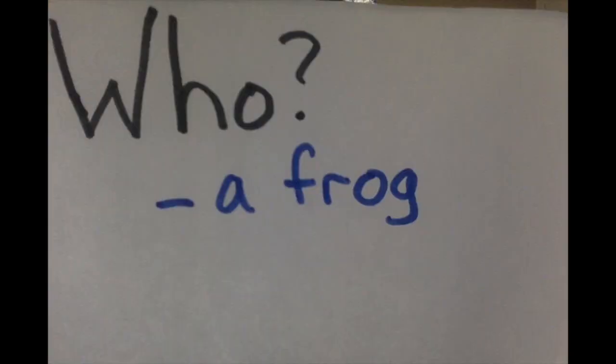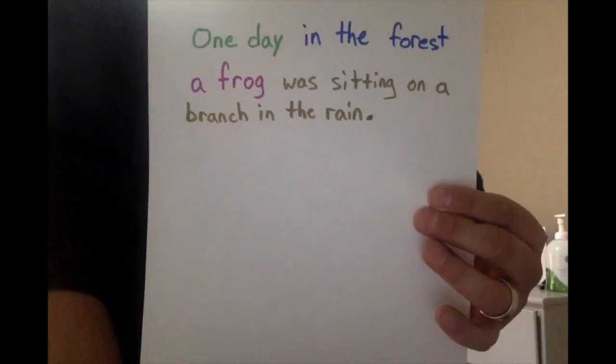I'm going to use what we wrote down in our who section to help my sentence grow. Now you should really start to see the different colors. I've used green for when, blue for where, and pink for who. So far, putting those together would read, one day in the forest a frog. But again, one day in the forest a frog isn't a complete sentence, so I'm going to keep building.